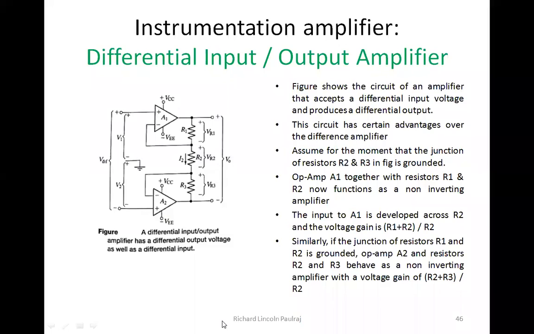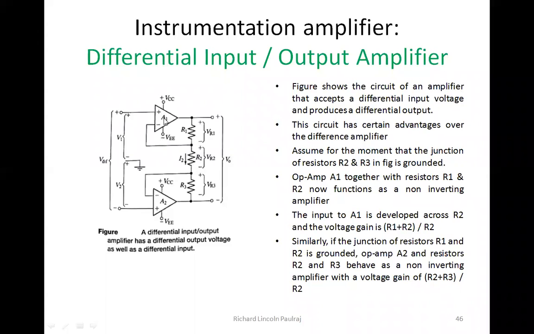Okay, so now we had started learning about the instrumentation amplifier, right? In an instrumentation amplifier, this is actually a huge circuit altogether, and we had broken up this huge circuit into smaller pieces, right? The first section that we learned about is the differential input output amplifier. So this has a differential output voltage stage, right?